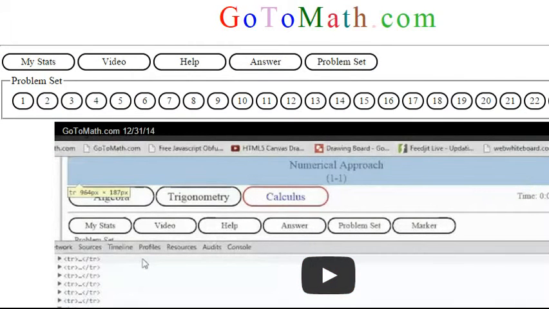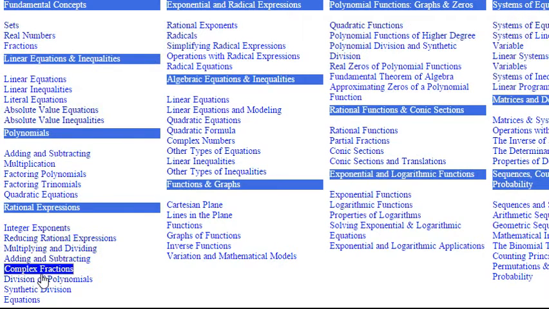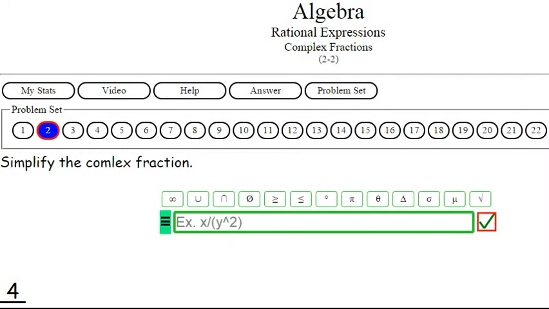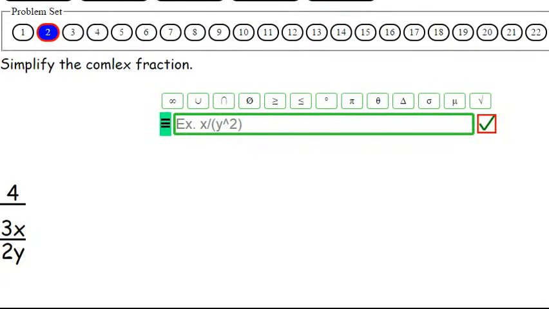Okay, we're over here at gotomath.com. Click on Algebra. Let's go down to complex fractions, and we're looking at 2.2, I believe. So we have 4 over 3x over 2y. We want to simplify that. 4 over, and that's 3x over 2y.